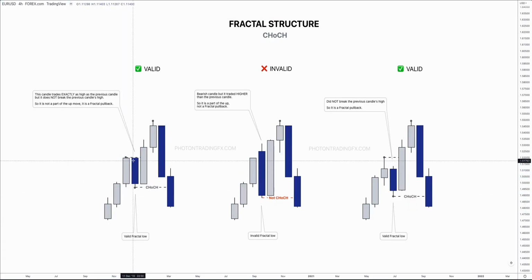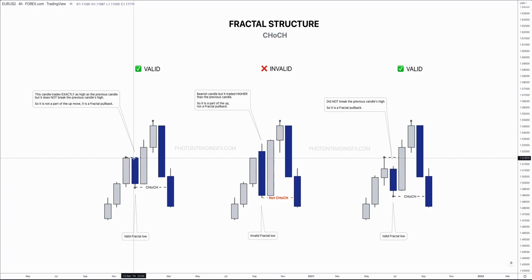Now, in this instance, these two candles, both of the highs of the candles, are the exact same price level. So this candle here and this candle here both trade exactly as high as each other. So is this a pullback or not? Regardless of the color of the candle, is this a pullback or not?